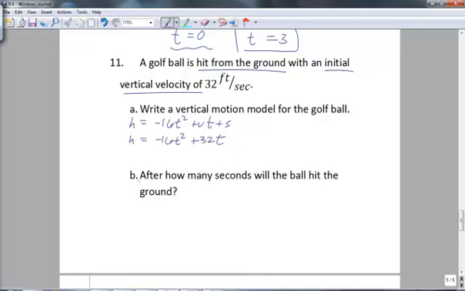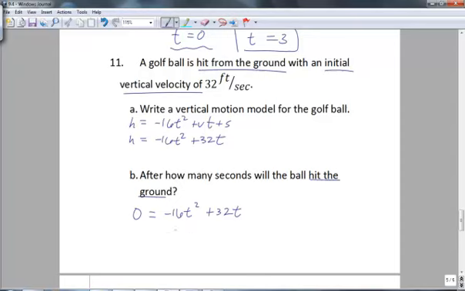So part B says, after how many seconds will the ball hit the ground? So if the ball is going to hit the ground, it means it's going to have a height of 0. And so in place of h, we're going to put 0. All right, so what we have here is we've got equals 0, and we'd like to use the zero product property, except the right side's not a product. And so we need to create a product by factoring.